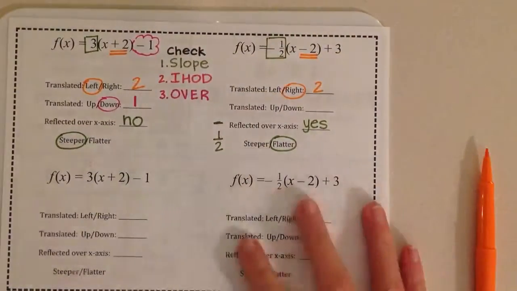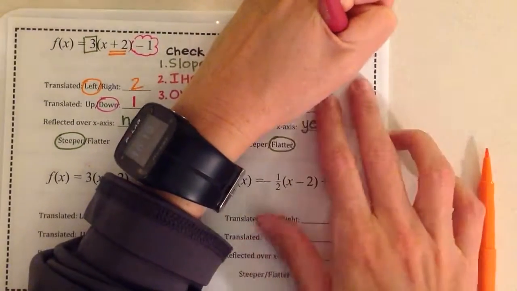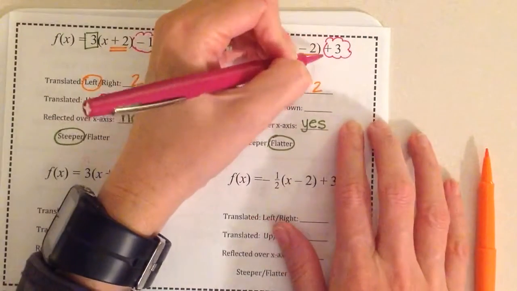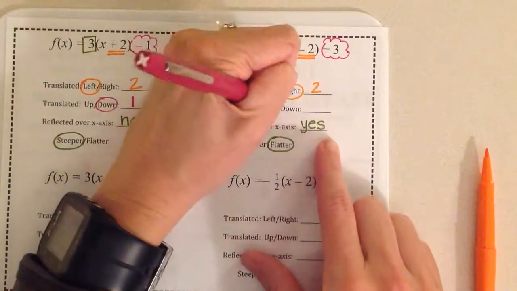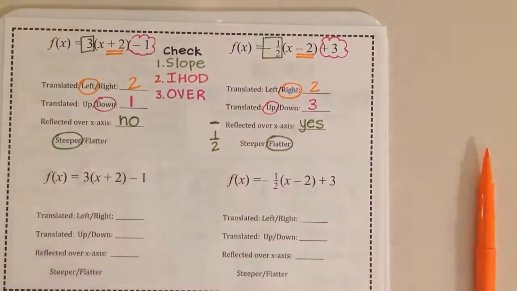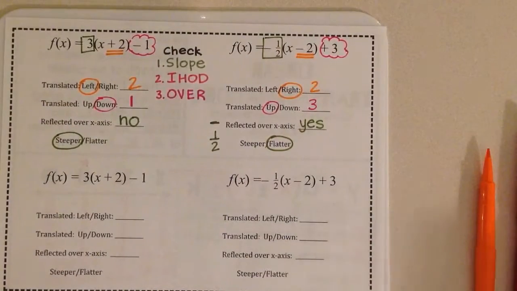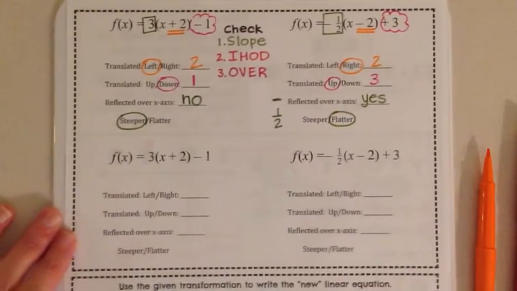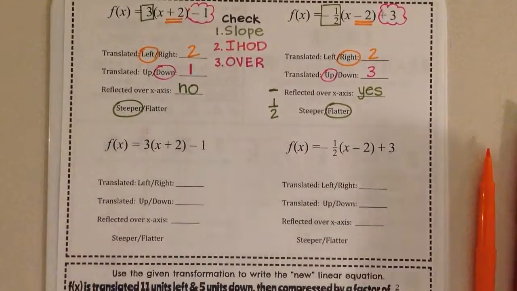And now over. I have an outside number, so my options are it's either up 3 or down 3, and it's going to do exactly what I think, up 3. There are my changes for that equation line. All right, the next 2. Let's see if I can keep this all on the same page.